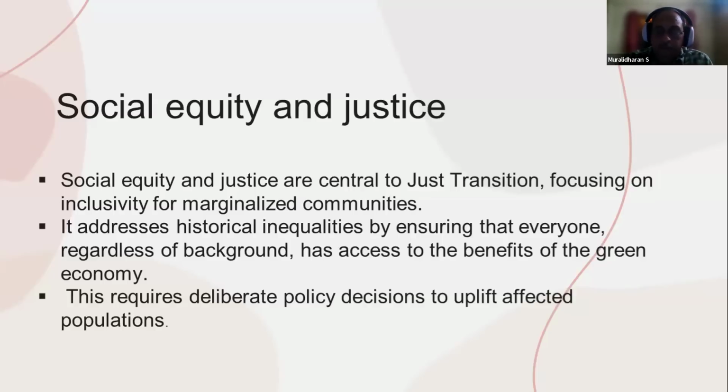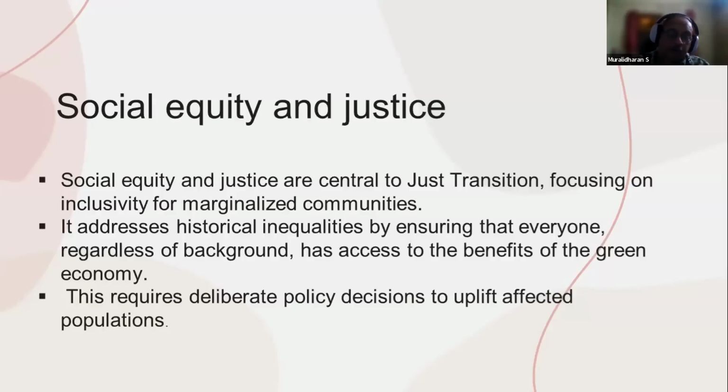So this has been projected not by simple fiction, but by various models, the requirements, the population increase, everything. So how are we going to give water, being a human right? Providing safe water is a human right. So this is something where social equity and justice becomes very important. And it addresses the historic inequalities, ensuring that everyone, regardless of background, that's what I was emphasizing earlier also, has access to the benefits of the economy.